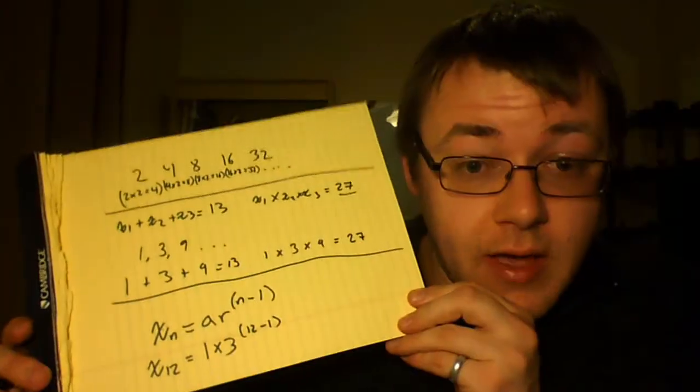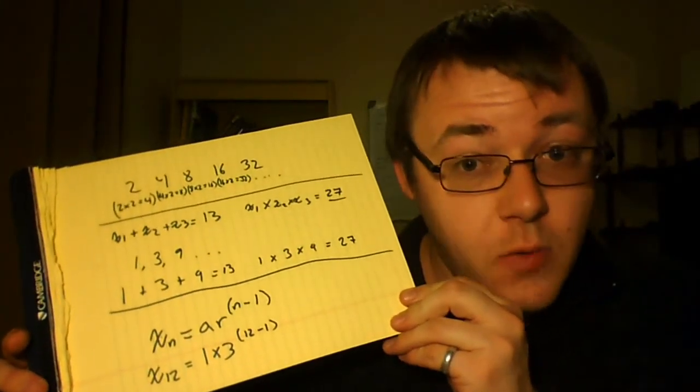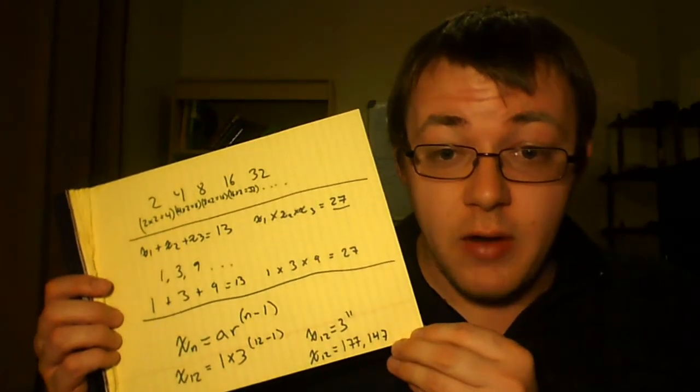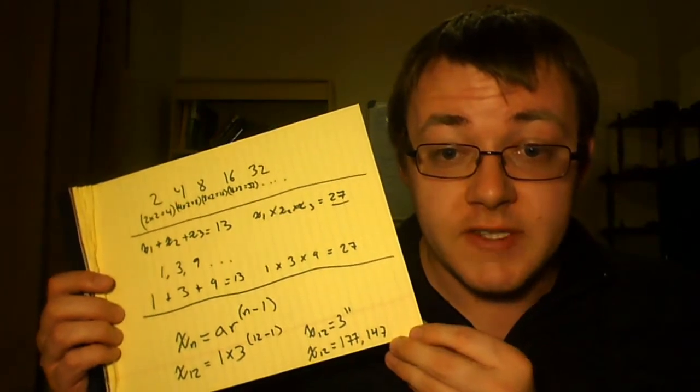So let's test it out on the sequence you gave me and find, say, the 12th term. What we end up with is x12 equals 1 times 3 to the power of 12 minus 1. Or the 12th number in the sequence equals 3 to the power of 11, which comes to 177,147. Very little of this information, though, is actually useful for solving the problem that you actually gave me.